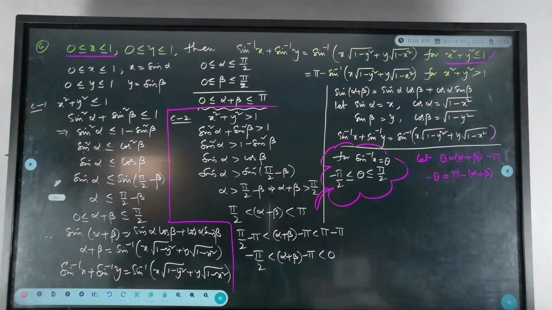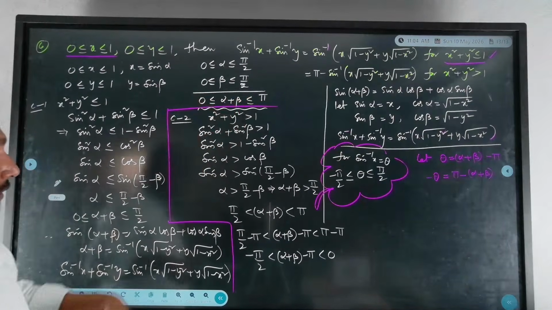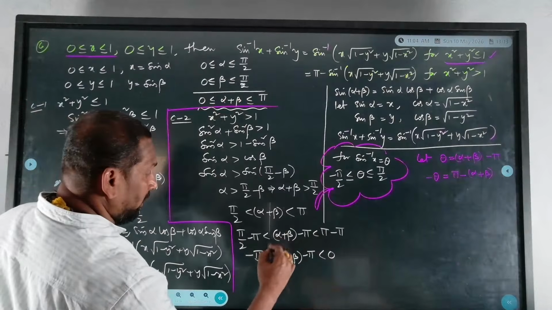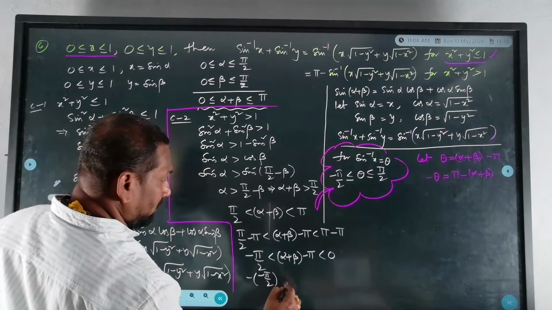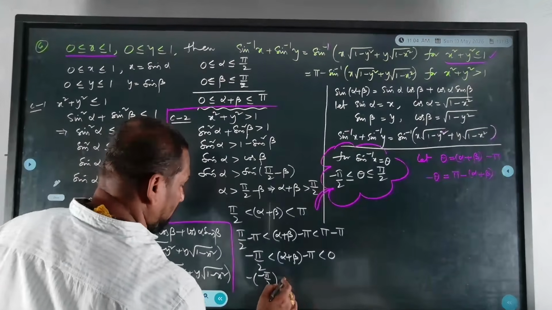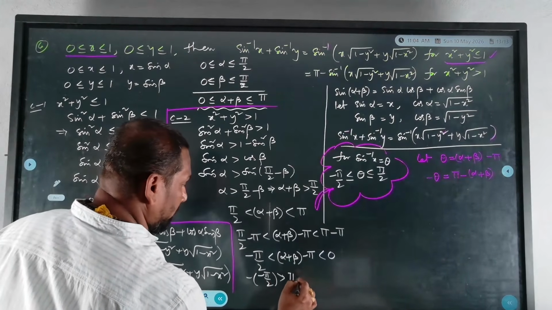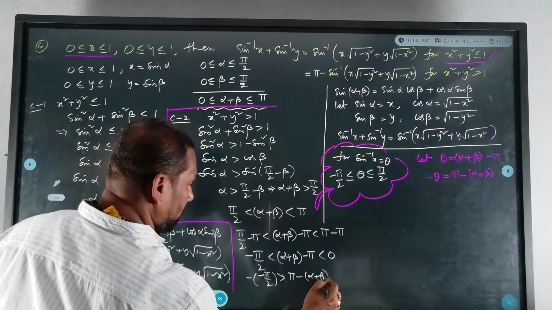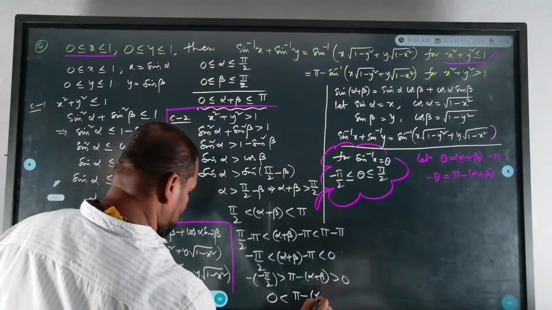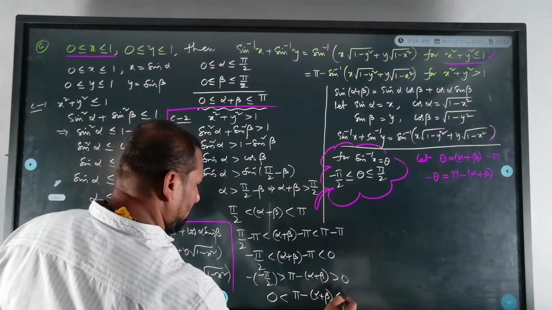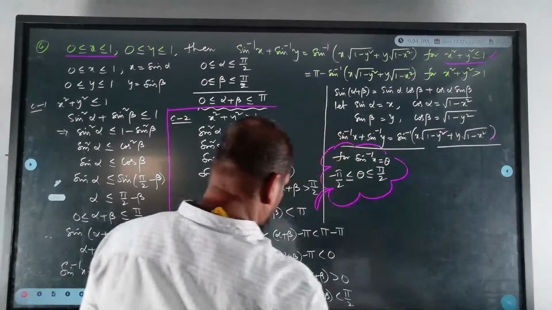But it must be in the interval 0 to pi by 2. Here, multiply everything with minus: minus of minus pi by 2, sorry, greater than, pi minus (alpha plus beta) is greater than 0. So 0 is less than pi minus (alpha plus beta), which is less than pi by 2. So directly we can consider now. So this is the angle.